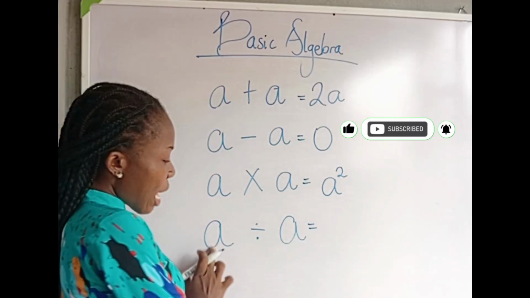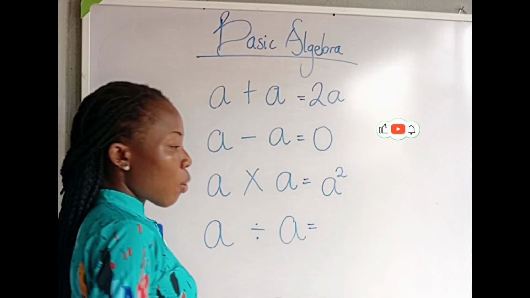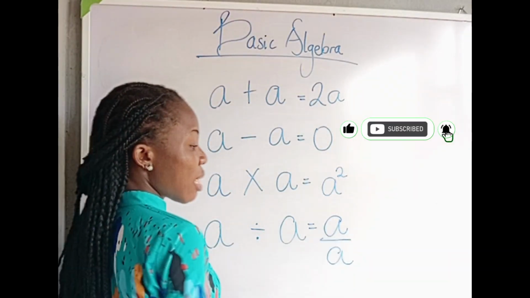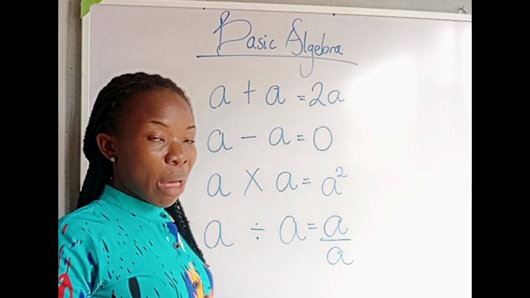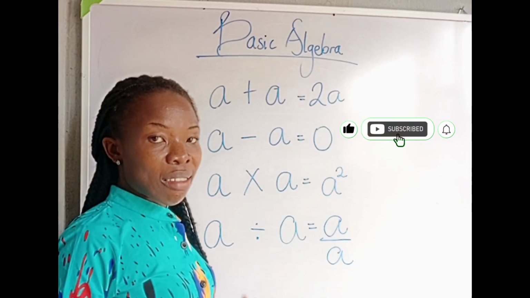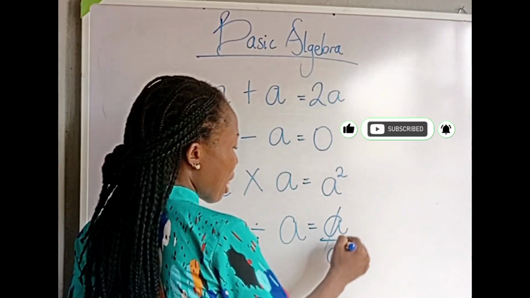Okay, so we have a divided by a. So this can be written as a over a. How do we do this? Meaning the same way we divide 1 divided by 1, 2 divided by 2, 3 divided by 3. Anything dividing itself is one whole number. So a divided by a is 1.